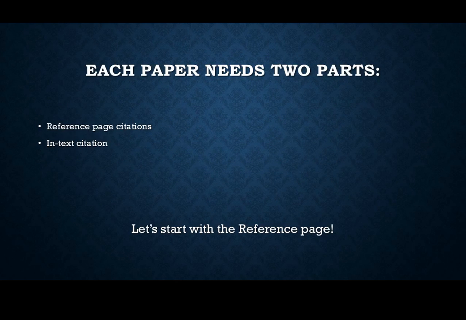Every paper needs two things to form a full citation: a reference page citation and an in-text citation. Let's talk about how to build both reference page citations and in-text citations for both books and articles. We will start by going over reference page citations.